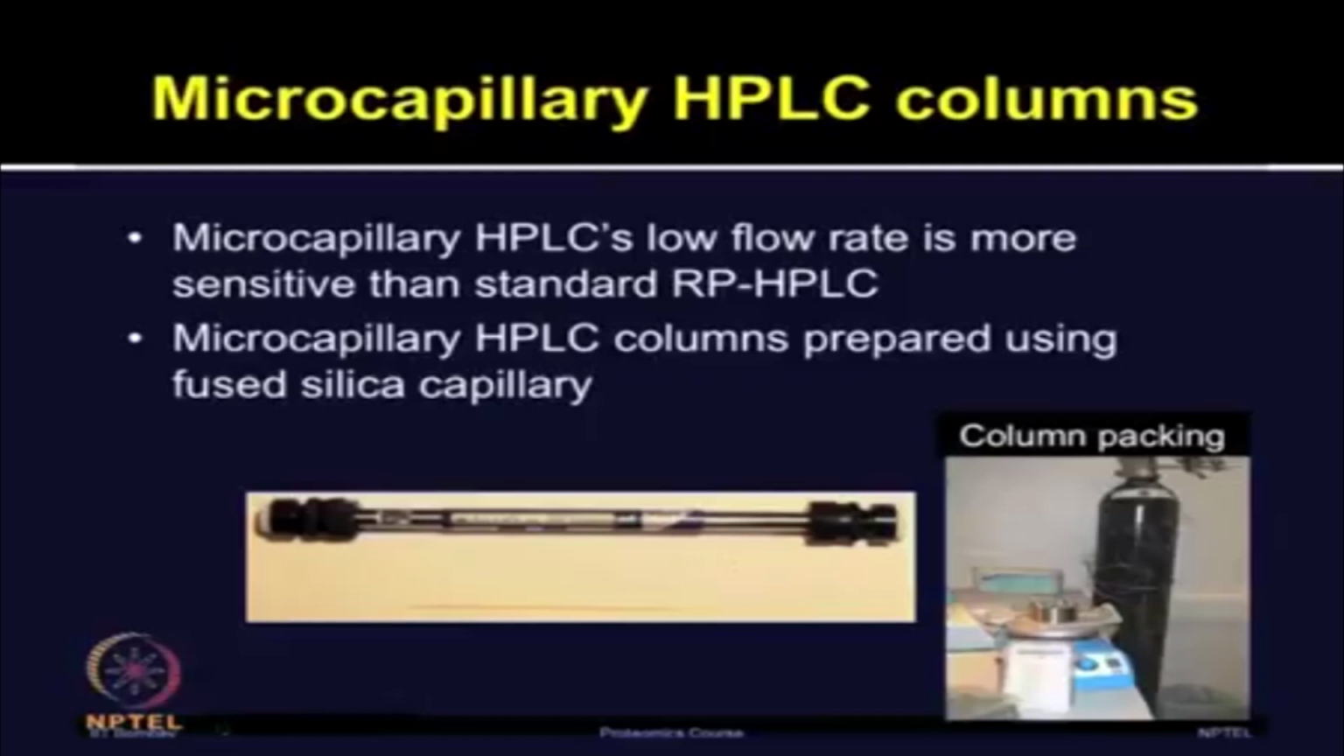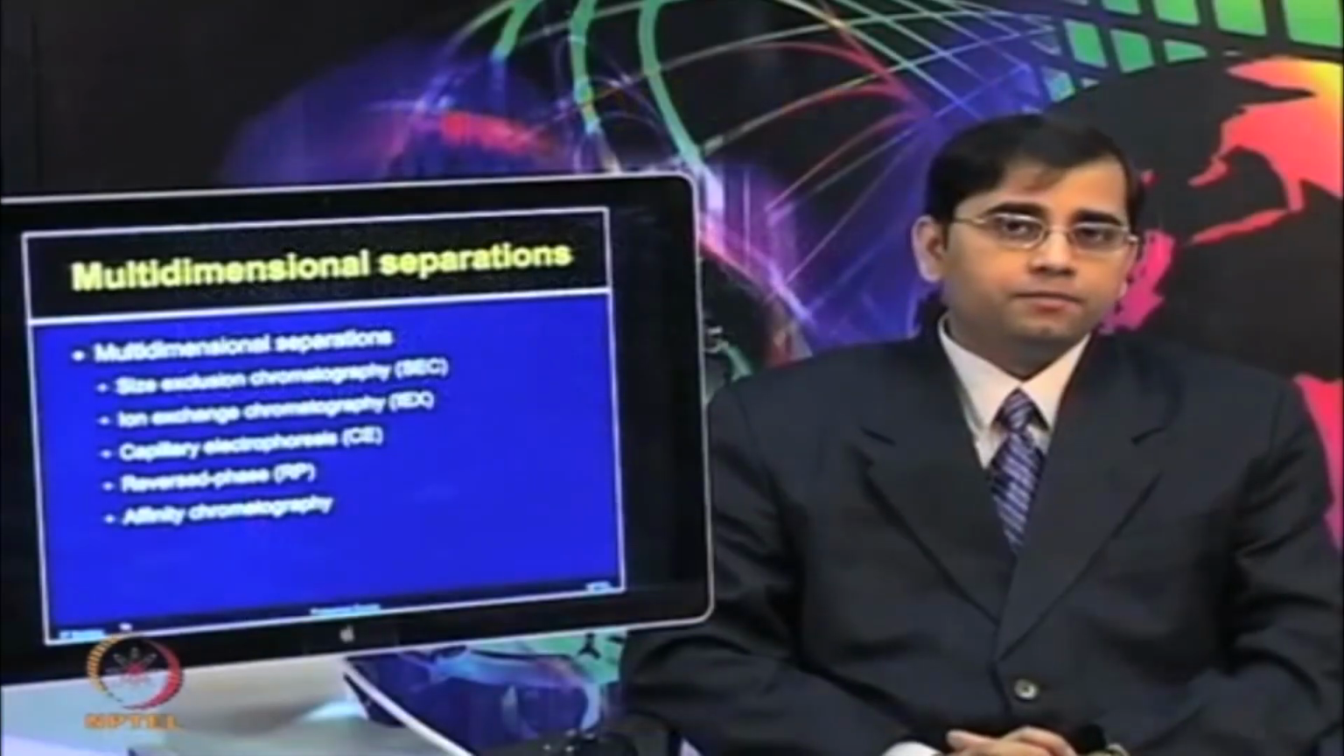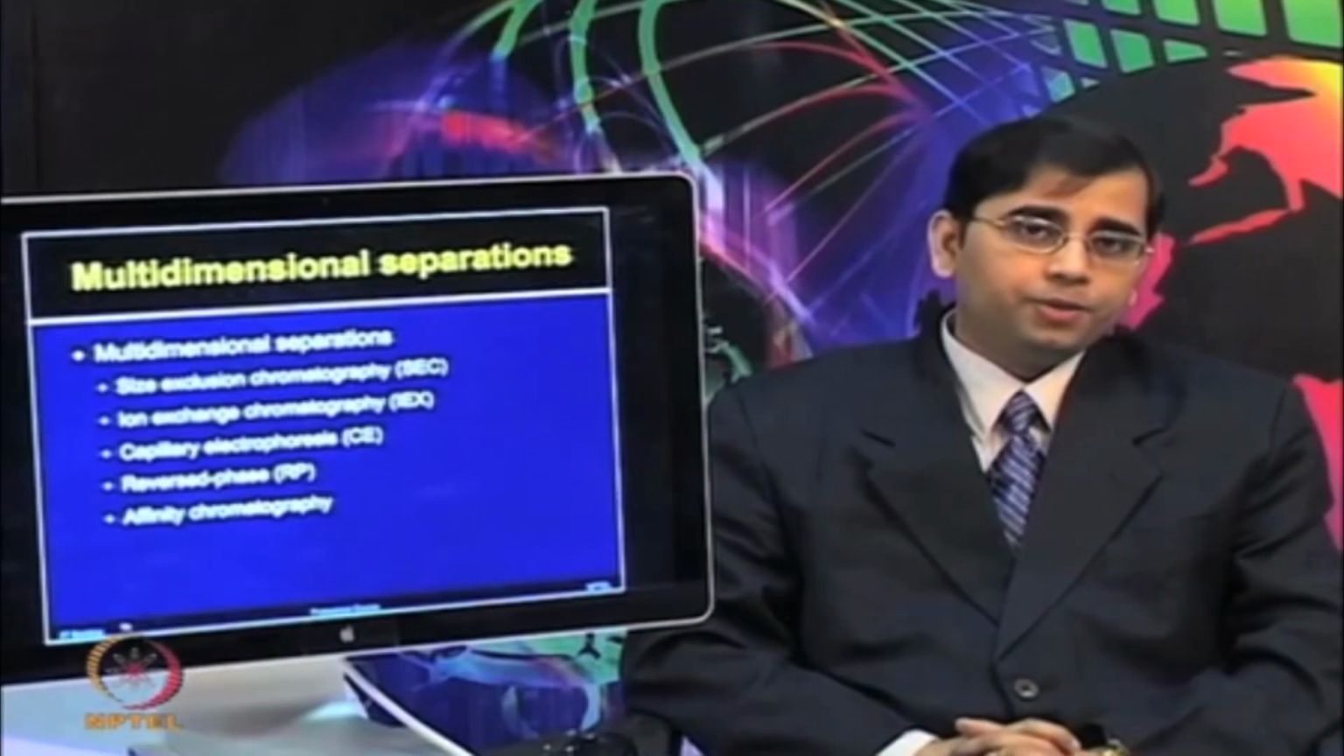The microcapillary HPLC is required for the analysis of low femtomole amounts of peptides. One can prepare microcapillary HPLC columns by using fused silica capillaries and then packing them with the reverse phase packing material. For pre-fractionation, multi-dimensional separations are used.